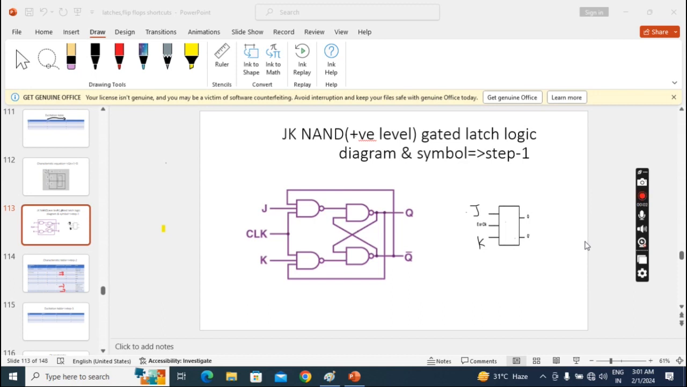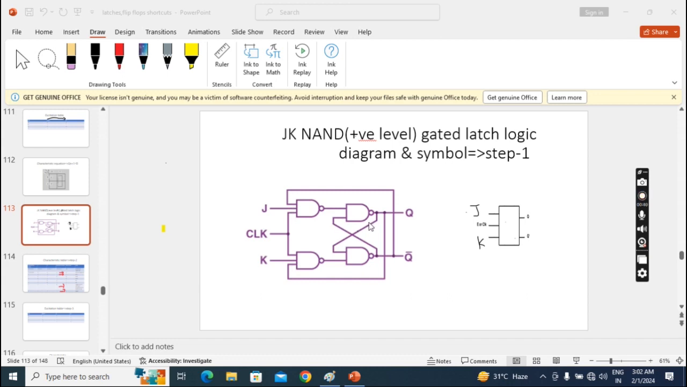In this lecture we'll discuss the JK latch, nothing but the JK gated latch. There are no non-gated latches in JK. First we'll discuss the positive level. This is the diagram. We can get this diagram from SR only. First draw SR, which you know how to draw, and name S as J and R as K. Then connect this Q to here and connect this Q bar to here.